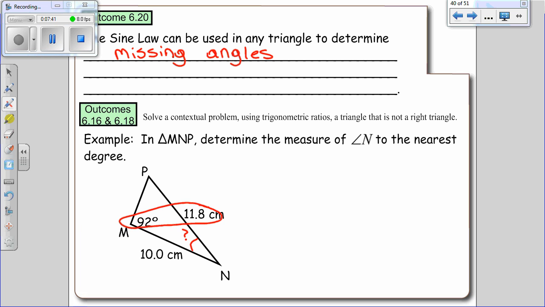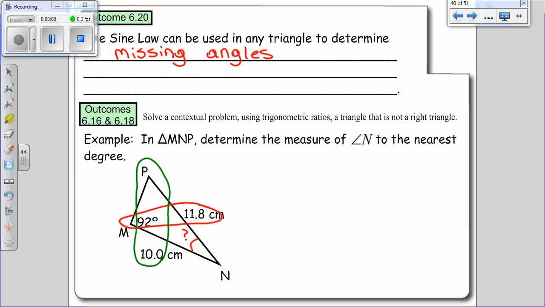Now, unfortunately, the other piece of information we have matches up with angle P. It doesn't match up with angle N, the one we're looking for. So we're going to have to find angle P first, and then see if we can figure out a way to find angle N. Because this is the half information we have circled in green, we have to work with that. We don't really have a choice.